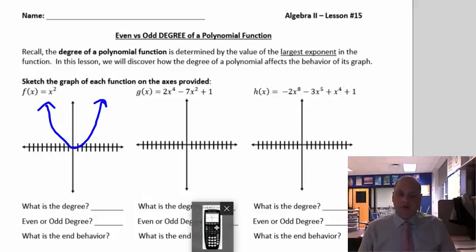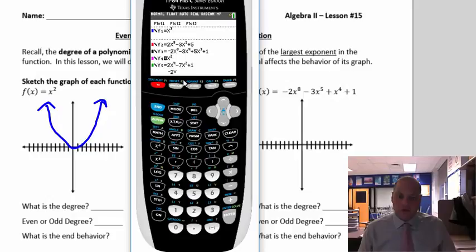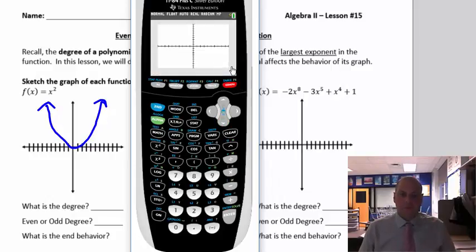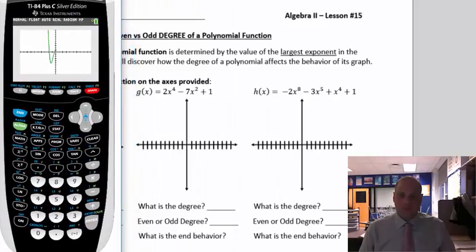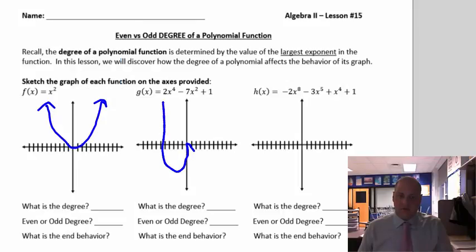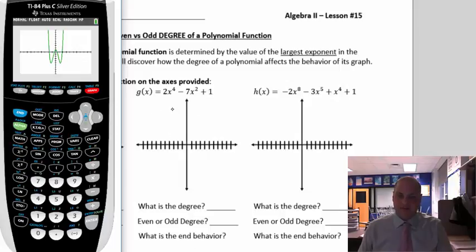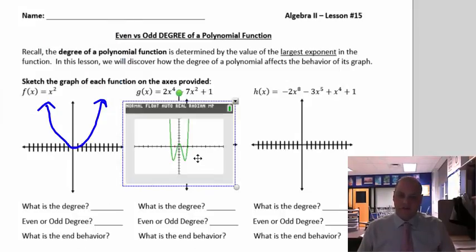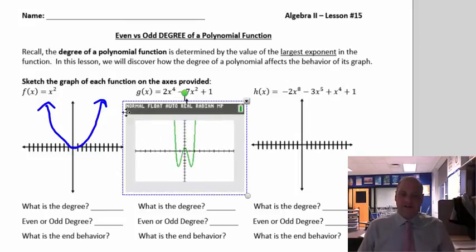Now let's do the 2x to the fourth one. I'm going to turn off the x squared and turn on the 2x to the fourth one, and graph that. And there it is. So that's 2x to the fourth minus 7x squared plus 1. It's kind of like a W, right? That sketch was awful. Hopefully yours is better than mine. Let me take another look at it. There we go.